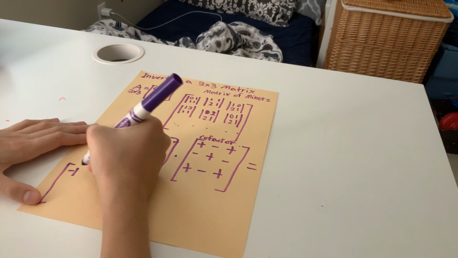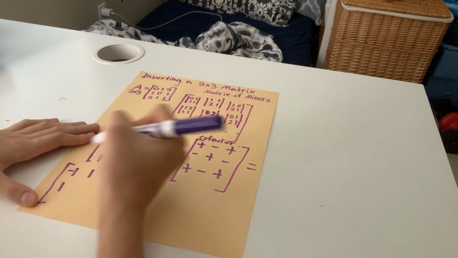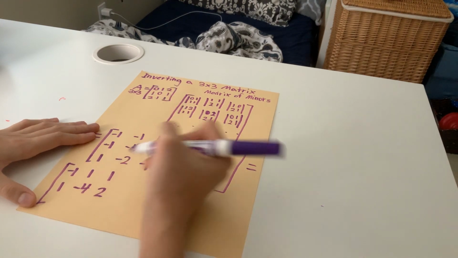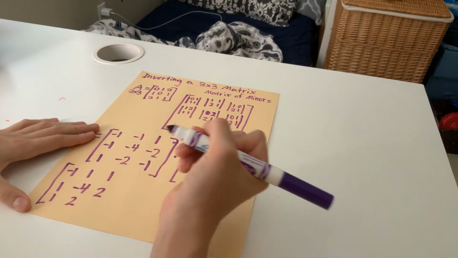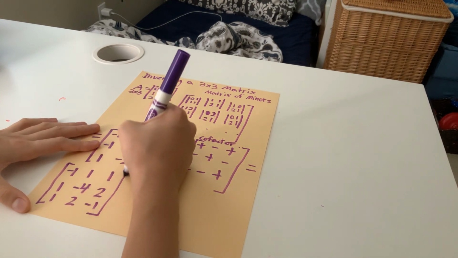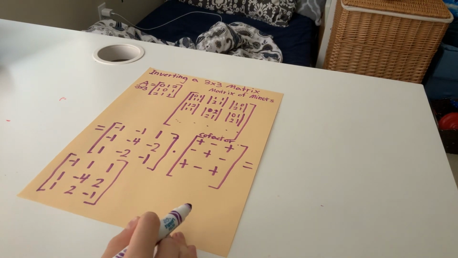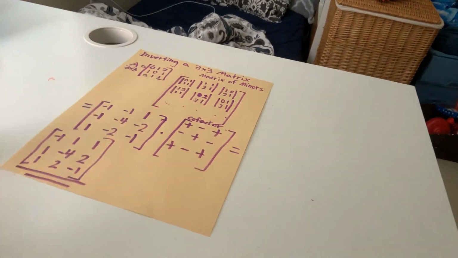-1, +1, 1, +1, -4, +2, 1, 2, and -1. So that's our answer for the cofactors. So now you want to take the adjugate. So this is important. I'm going to underline that twice.